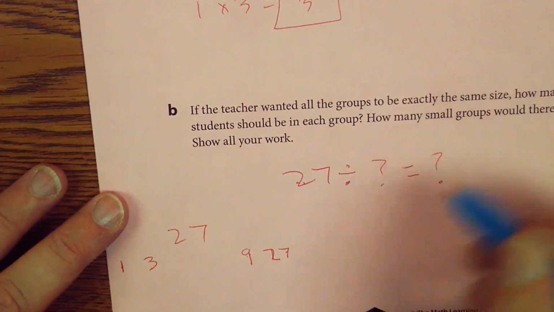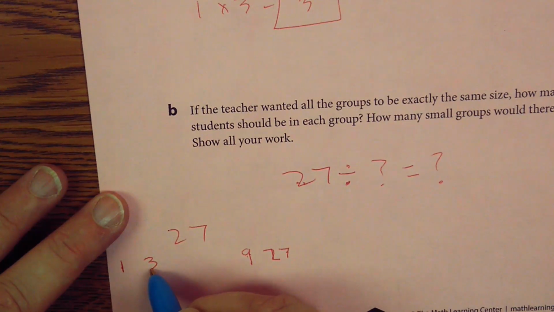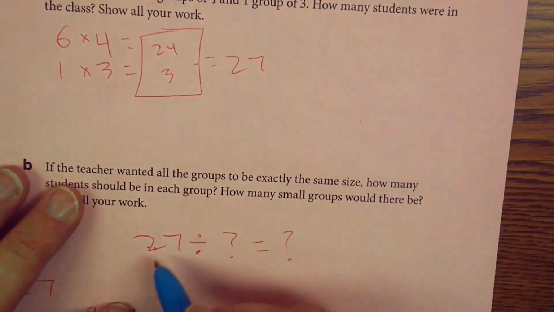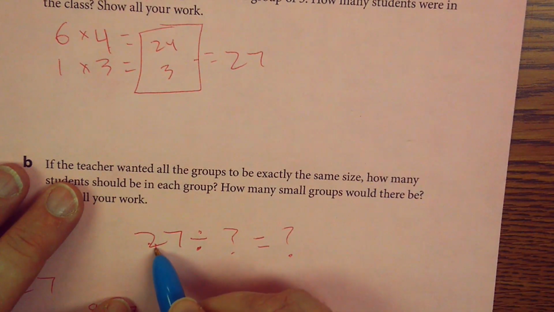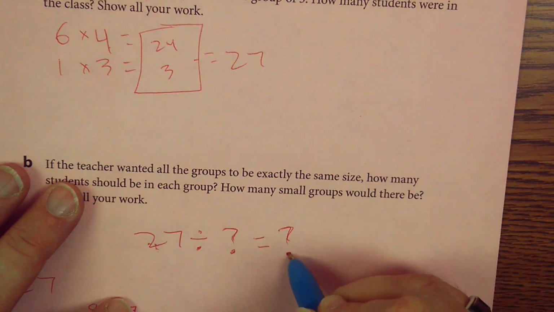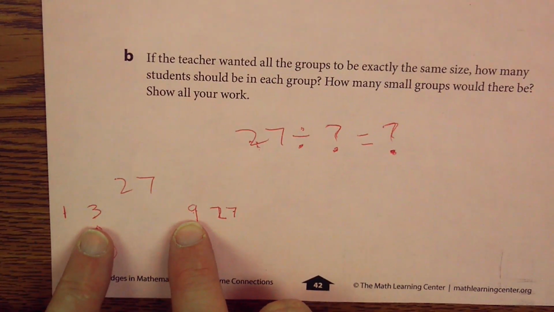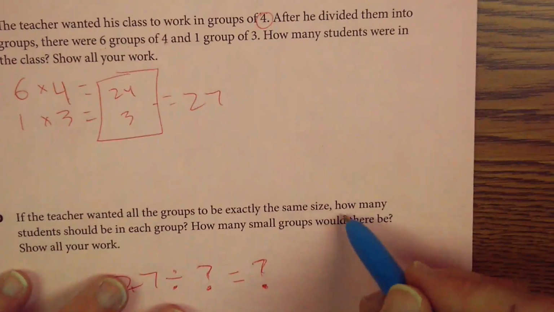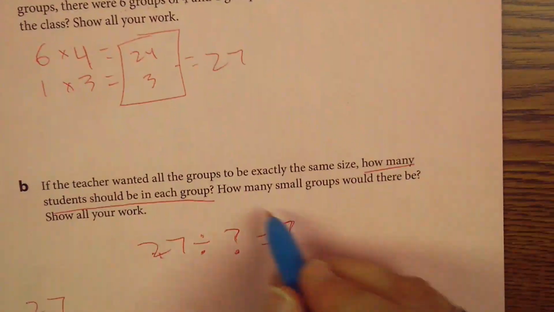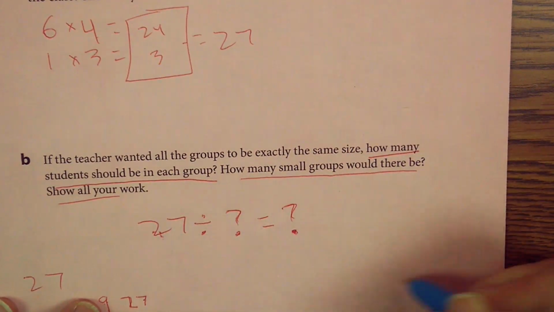Now, the teacher wanted them to work in groups of 4, right? That's what he wanted. So this is probably close enough. So I'm going to let you figure out how you're going to divide 27 by how many groups to know how many are going to be in each group. But I think these are 2 numbers that you're going to want to work with. And make sure you answer the question, how many students should be in each group? So you're going to write blank students in each group. How many small groups will there be? Right? Then there will be blank groups.